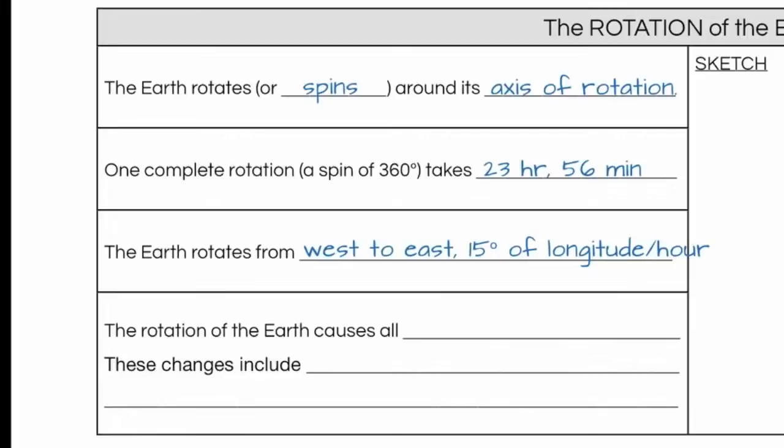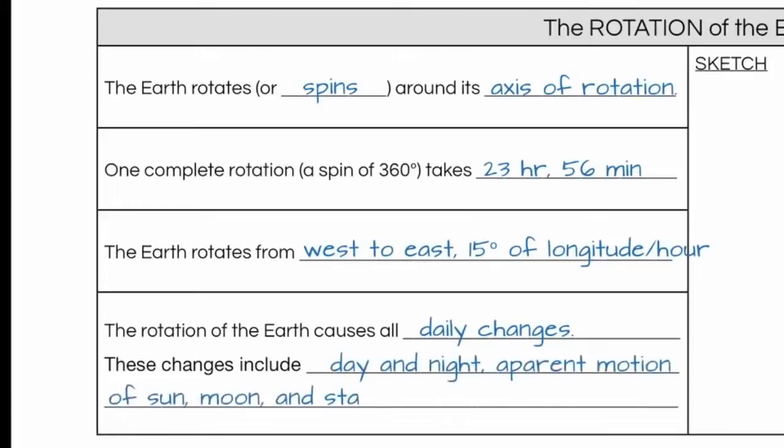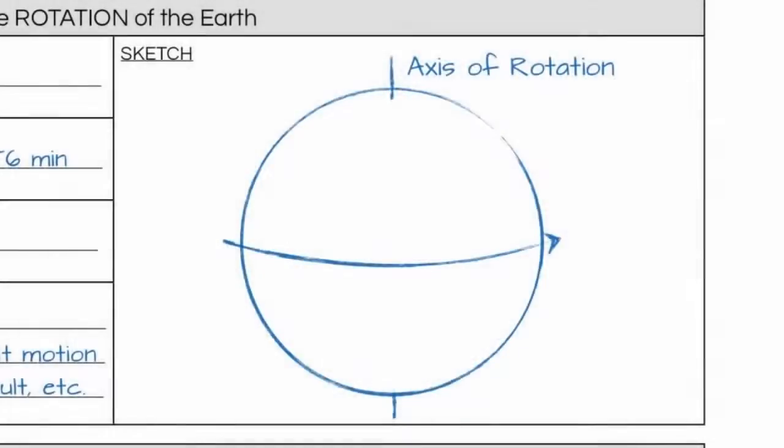Now, while the revolution caused yearly changes, rotation causes daily changes. These are things like the sun rising and setting each day, the stars appearing to move across the sky, and a variety of other things, including day and night, the apparent motion of the sun, moon, and stars, something called the Coriolis effect, and Foucault's pendulum, both of which we'll discuss more in class. Let's sketch the Earth's rotation. Here's the Earth. You see the axis, this imaginary line through the North and South Pole, and you draw an arrow to show the west to east rotation.